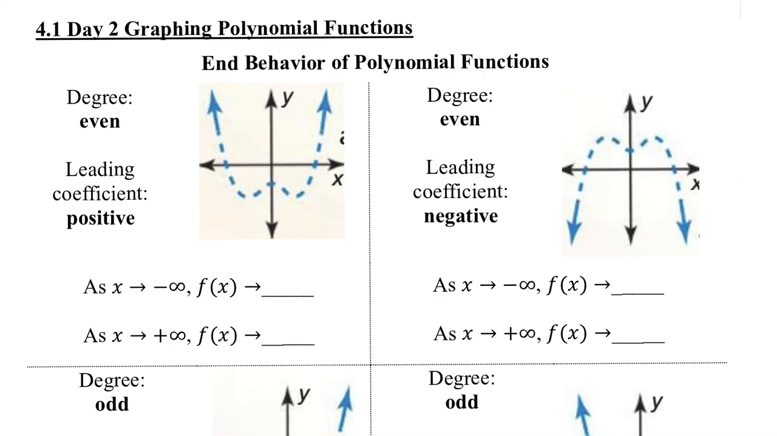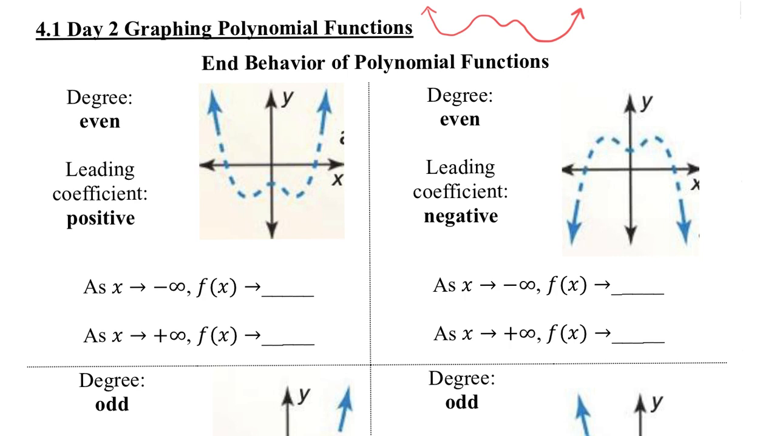Okay, 4.1 day 2, we're going to start graphing polynomial functions, and this is a topic that is new for most of you. Okay, the first part of a polynomial, actually, let's rewind. What do polynomial functions look like when we graph them? When we graph a polynomial function, it's always going to be curved and it's smooth, something like this. There's no breaks, and it's going to be something curvy.